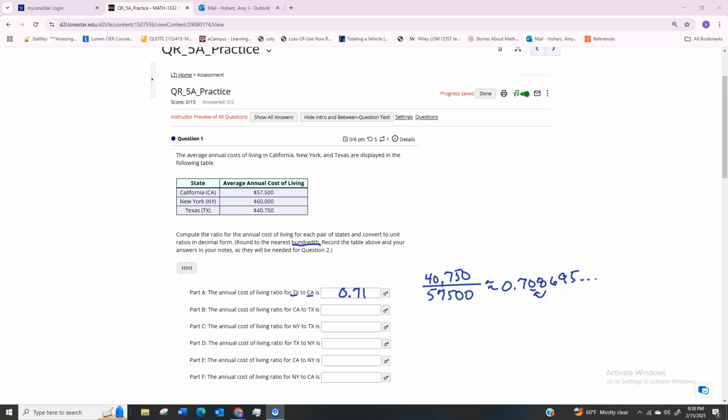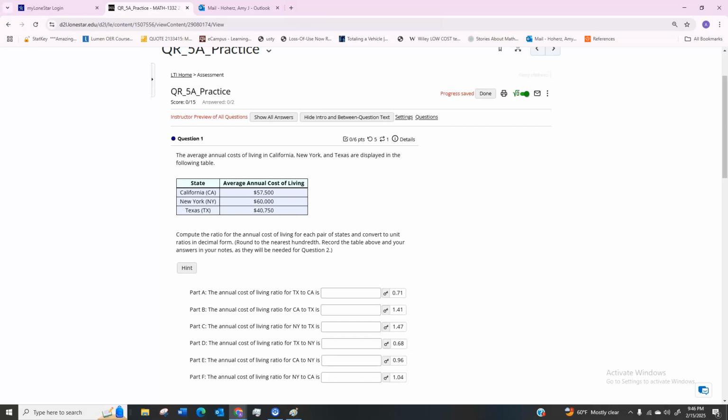Okay, and since I'm in the teacher version, I'm going to go ahead and pull up the answers for the rest of these. And again, it's just a matter of taking the first state that's given and then dividing it by the second state. So again, we did 40,000 divided by 57,000 to get Texas to California. For California to Texas, you would do the exact same thing, but you would use 57,500 and then divide by 40,750, because you want the ratio in the opposite direction.